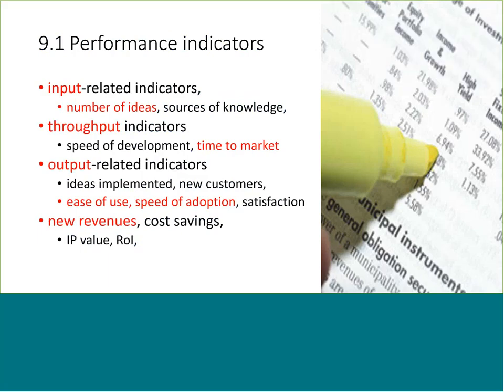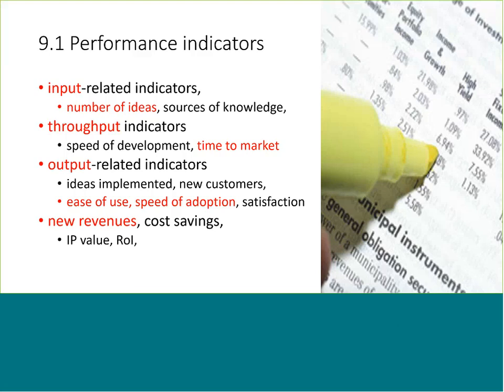So I said I would talk a little more about metrics. You need input metrics, number of ideas you're collecting, the sources of knowledge, the performance of your partners, and then throughput. This is pretty standard stuff. Development speed, time to market. And then output, what's working, what's not. How quickly are things being adopted by new customers. And the ultimate metric, of course, is what are the new revenues, what are the new cost savings that we're getting, what's the value of the intellectual property we've created, and what's the return on investment.